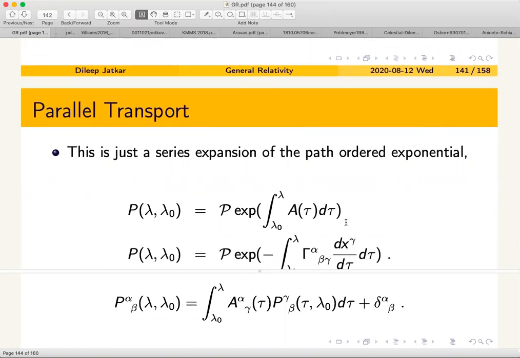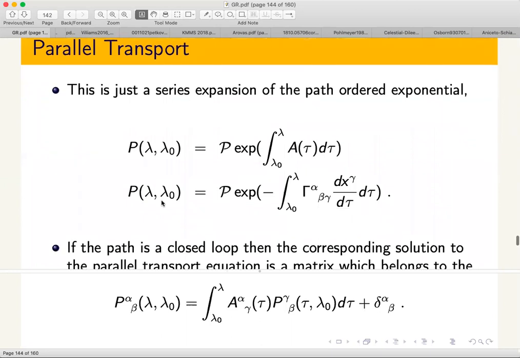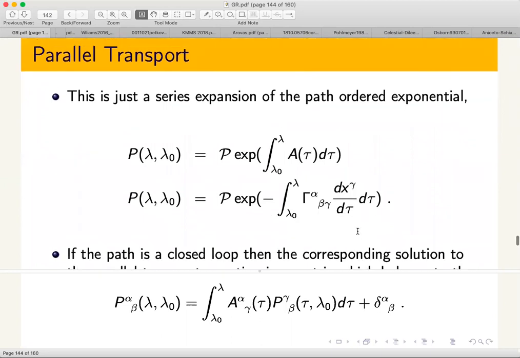If you do a series expansion of this, you will see every individual term coming out of this series expansion. Now we can substitute what A of tau was, which was minus gamma times dx gamma by d tau. Therefore our parallel propagator takes this particular form. Any questions at this point?